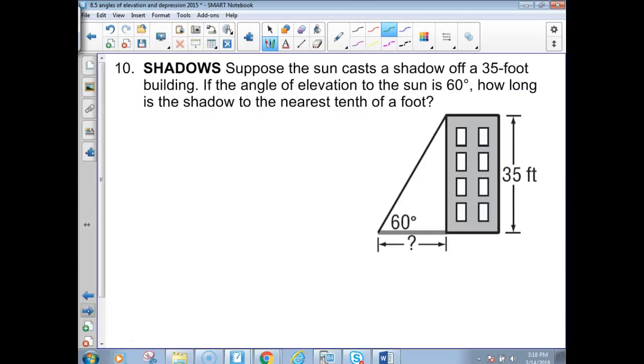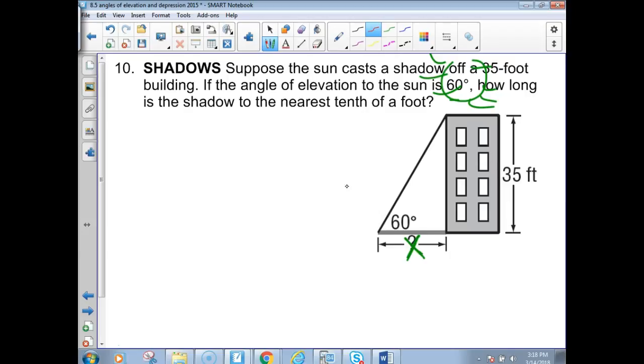Okay. And number 10, that one's pretty much straightforward here. Suppose the sun casts a shadow off a 35-foot building. If the angle of elevation of the sun is 60 degrees, that's because your sun would be up here somewhere shining some light, creating a shadow from the building. How long is the shadow to the nearest tenth of a foot? Shadows are always on the ground. Please do not put them in the air. You can't see them in the air. The air is see-through for the most part.